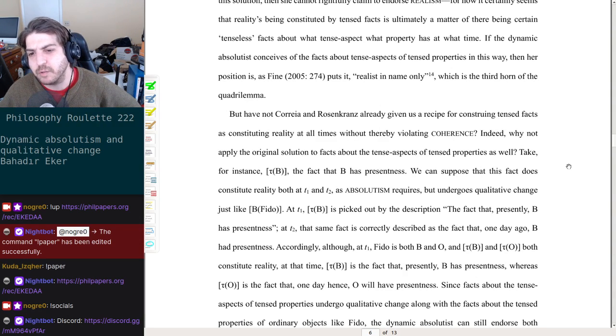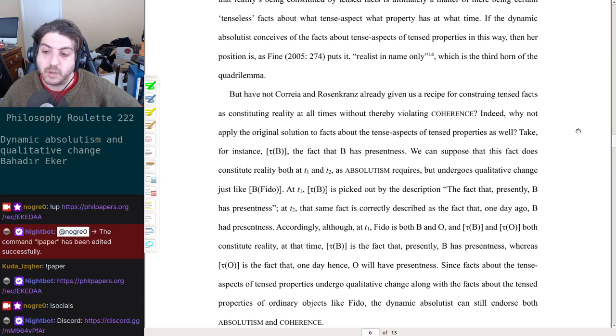But have not Correia and Rosenkranz already given us a recipe for constructing tense facts as constituting reality at all times without thereby violating coherence? Indeed, why not apply the original solution to the facts about tense aspects of the tense properties as well? Take, for instance, tau of B, the fact that B has presentness. So the fact that the dog is brown now is present to us. We know the fact. Now, we can suppose that this fact does constitute reality both at T1 and T2 as absolutism requires, but undergoes qualitative change just like Fido being brown.